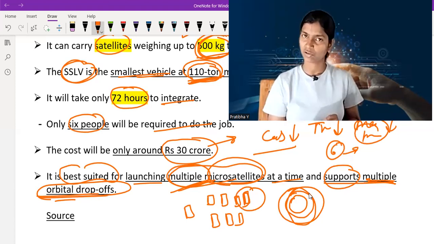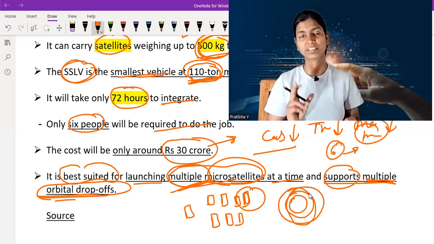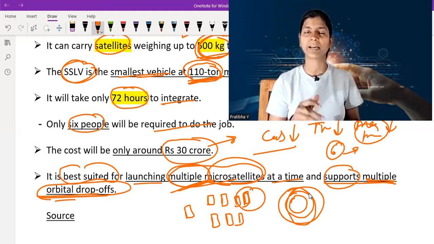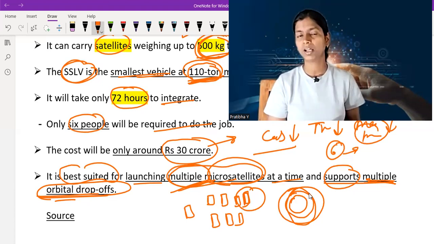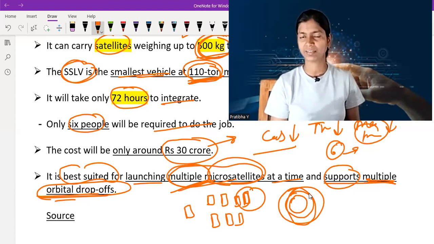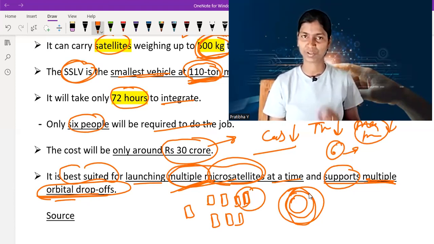Its cost is only 30 crore, and only 6 human beings are required. In 2 hours, we can integrate the whole system, and it can send a satellite of up to 500 kg into the low Earth orbit. The mass of SSLV is 110. So, very, very important.